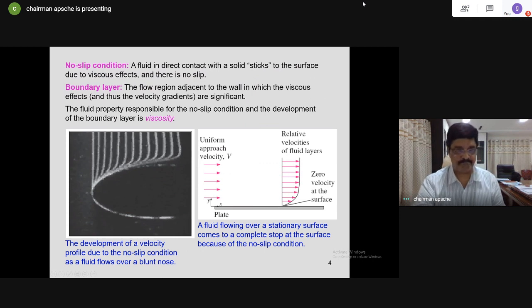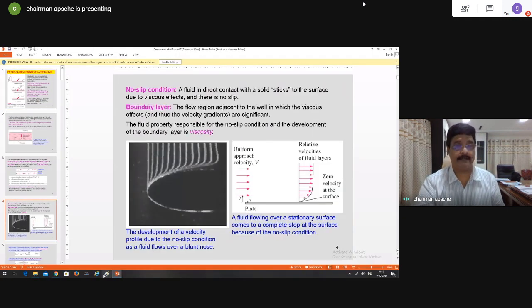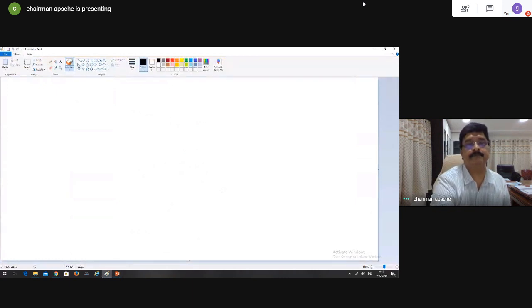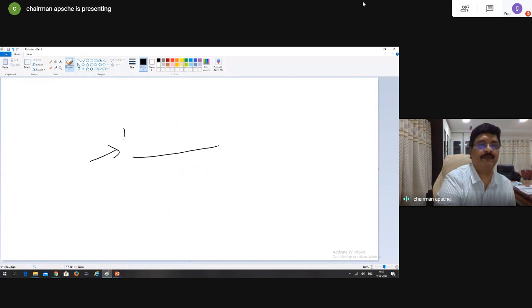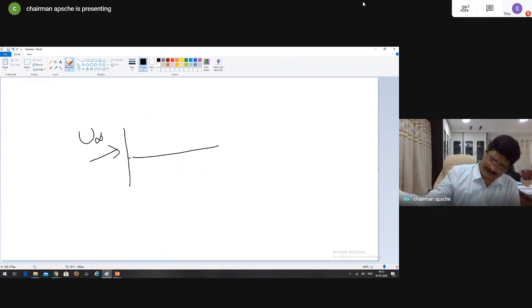Now, maybe 2 minutes I'll take. This is the plate and the fluid is moving. This velocity, until it reaches the plate, I call it u infinity, or free stream velocity, or approach velocity. Once it reaches the solid boundary, the fluid is made of millions of molecules, right? Those molecules which come closer to the wall were initially traveling at a speed of u infinity, or v, whatever you call it.